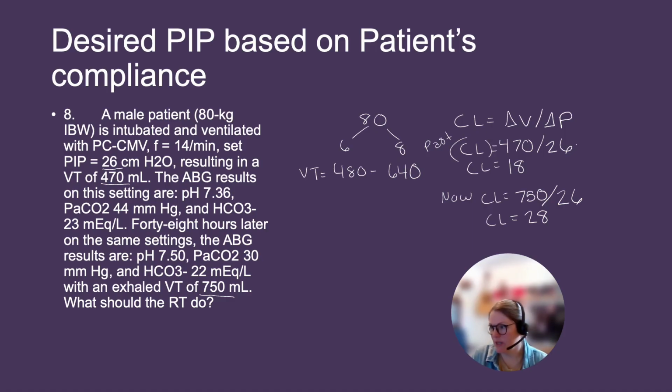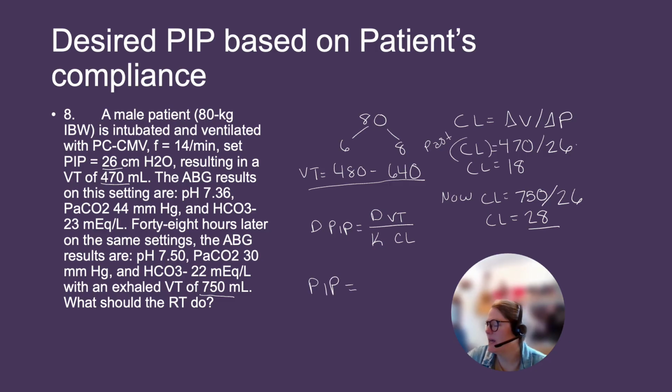Now we have another equation we're going to look at, and that is desired PIP. We'll say D represents desired. That's going to equal desired tidal volume over known, we'll say K is for known, compliance. So we now know that the compliance is 28. We have our tidal volume ranges here. We can figure this out. What do we want to set this PIP at?